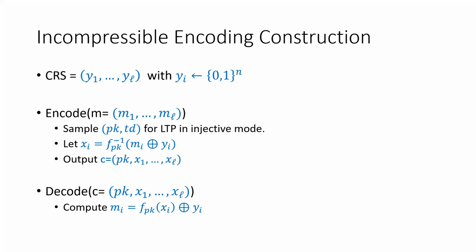I want to mention one more thing. When I encode, I sample a public key and a trapdoor for the lossy trapdoor permutation. You can think of the trapdoor as being part of the secret coins of the encoding procedure, but I throw the trapdoor out after I'm finished encoding. So the code word does not have the trapdoor; it just has the public key and x1 through xL. So the adversary does not have the trapdoor for this permutation.